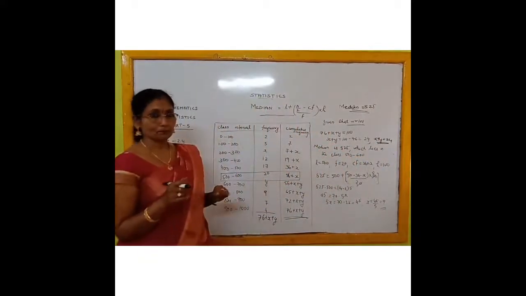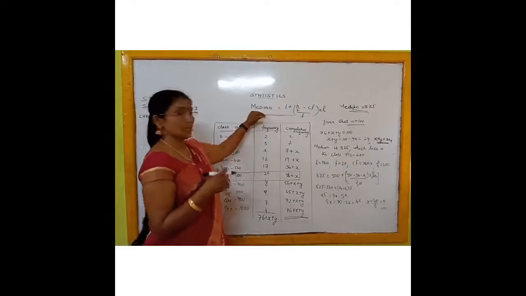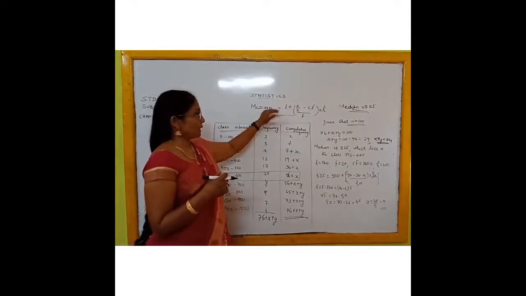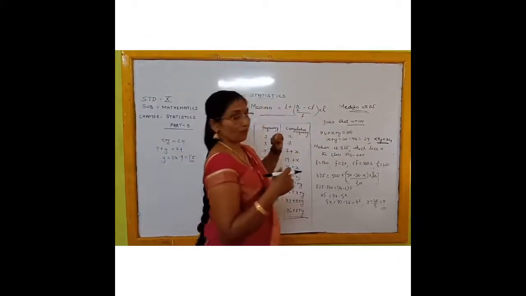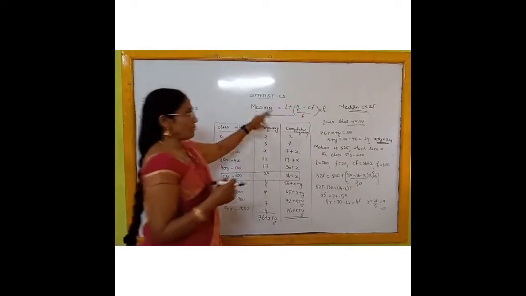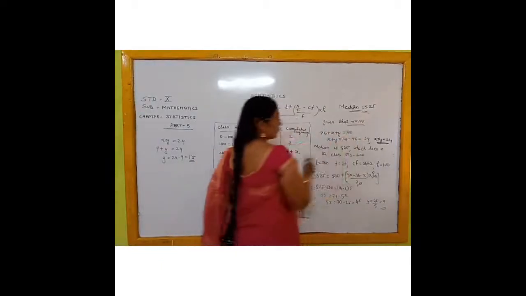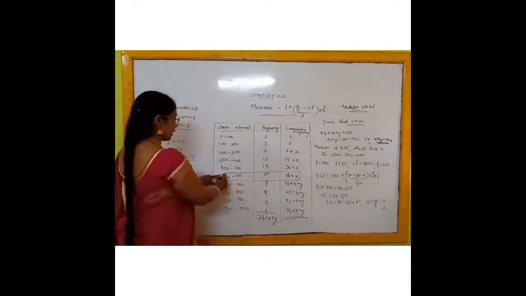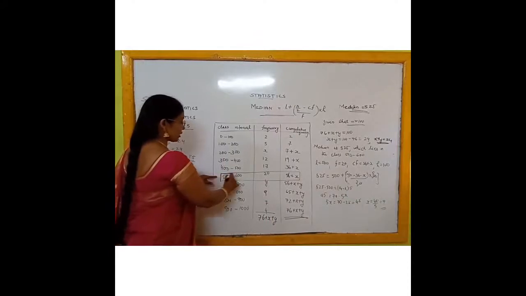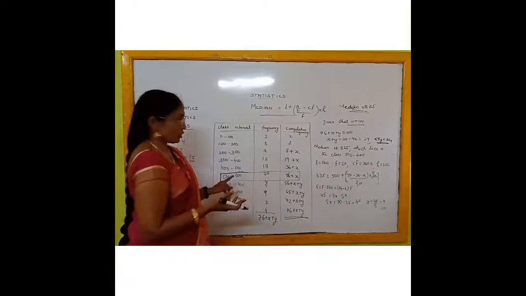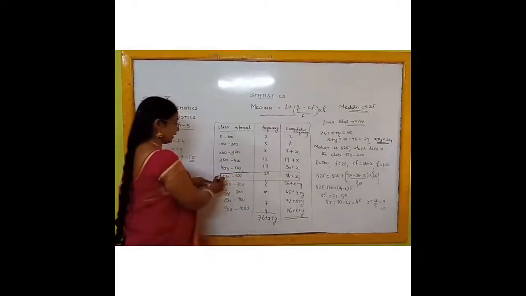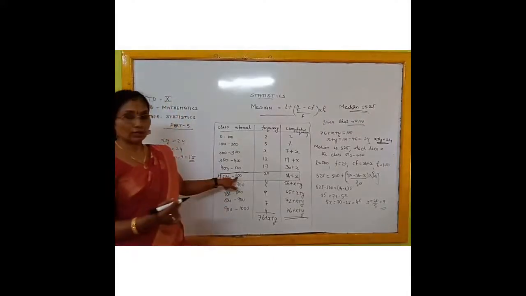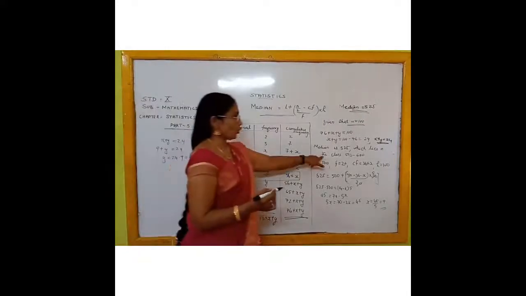Keep it like that. Now you have to use this formula: median is equal to L plus (n by 2 minus CF) divided by F, into H. Here the median is already given. What is the median? 525. So if the median is 525, obviously you can say which class it lies in: the 500 to 600 class only. Because the median is already given as 525, it must lie in the 500 to 600 class.